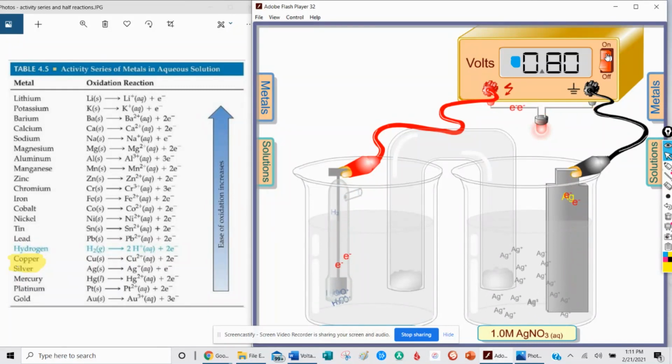And you can see the electrons are flowing from the hydrogen to the silver. That means hydrogen is being oxidized, it's our anode, and our silver is our cathode. It's being reduced, and product is forming on that cathode.